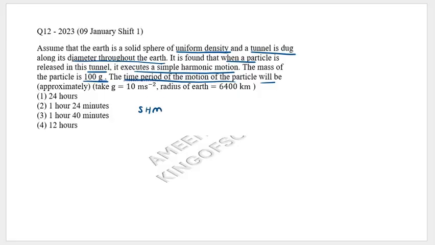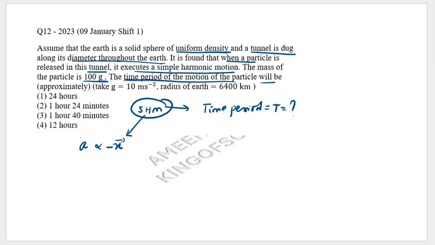They are telling us it is SHM, and we need to calculate the time period. So, you need to be very clear about the condition for an SHM. You all know that acceleration is directly proportional to displacement from the mean position and opposite in direction. That proportionality constant we generally write as omega square. Omega square is related to the time period, that is, omega is equal to 2 pi by T.